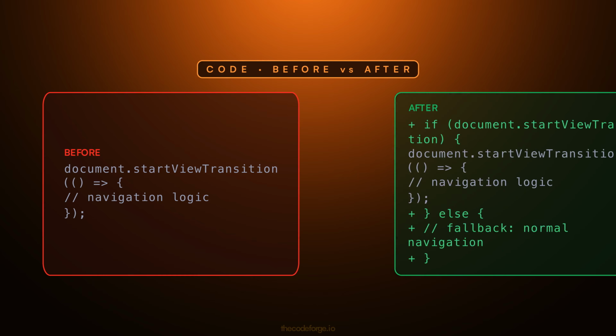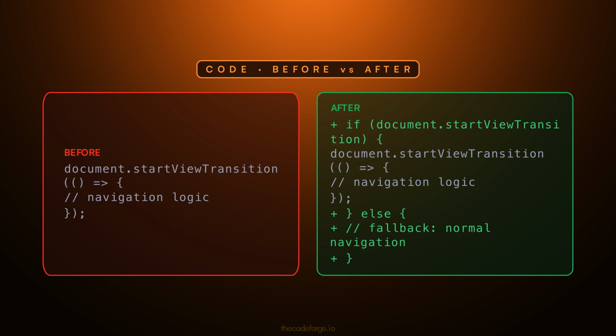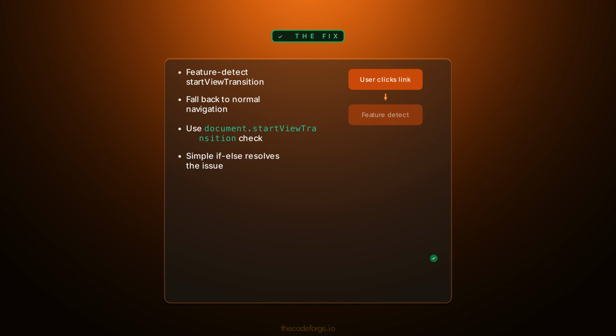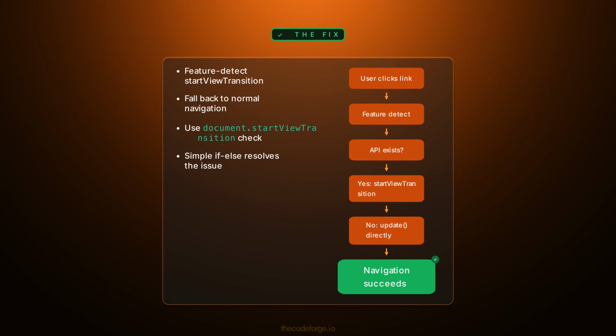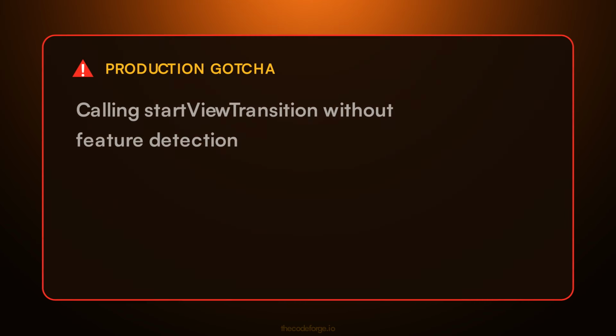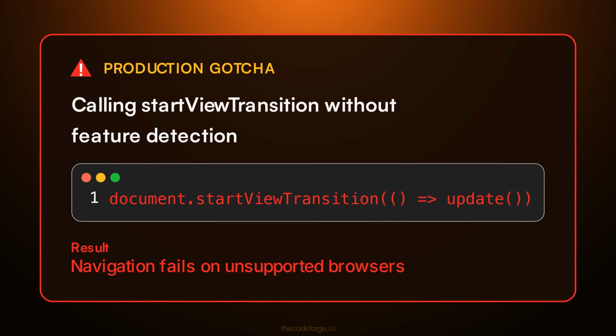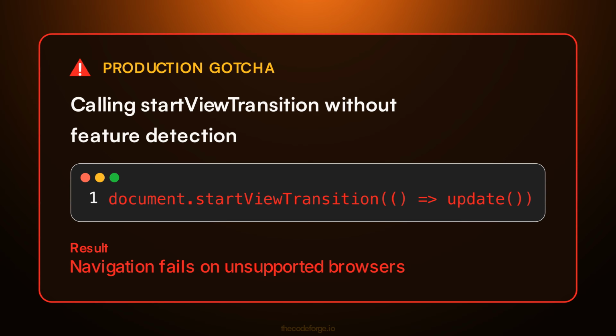The code called document.startViewTransition(cb) unconditionally, which throws on browsers without the ViewTransitions API, preventing the navigation callback from running. The fix is straightforward. Check if document.startViewTransition exists before calling it. If not, just call the update function directly. This ensures navigation works on all browsers. Calling startViewTransition unconditionally on browsers that don't support it will throw an error and break navigation. Always feature detect first, as shown in the fix.